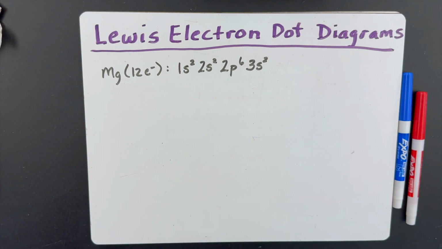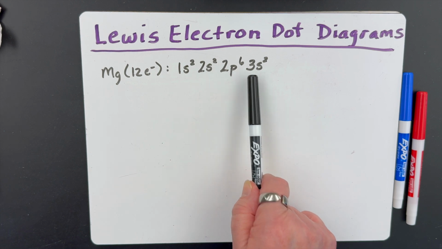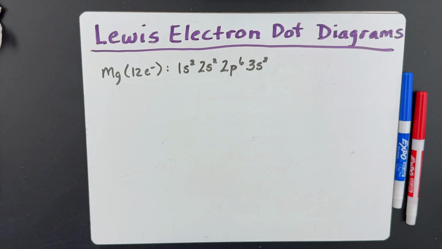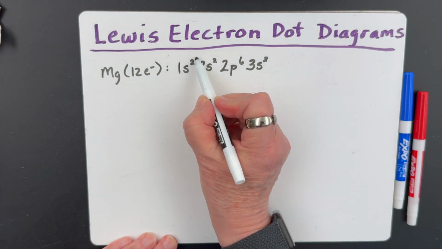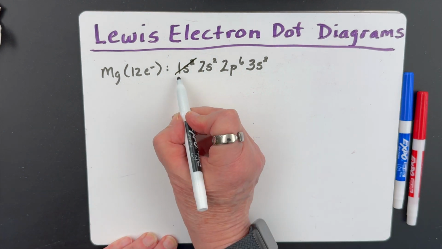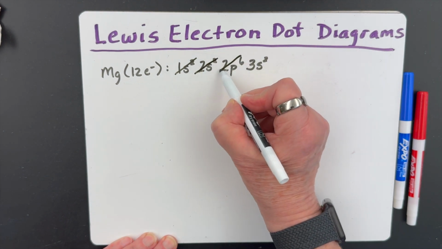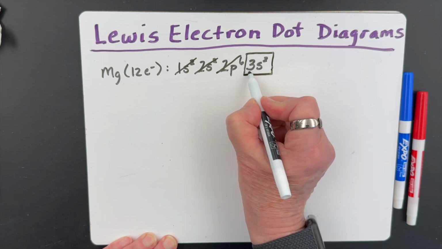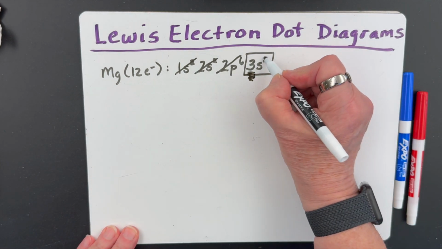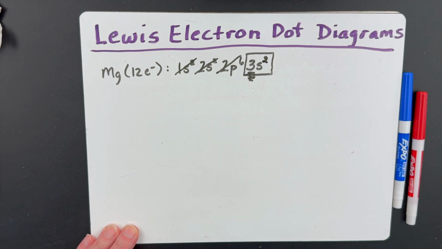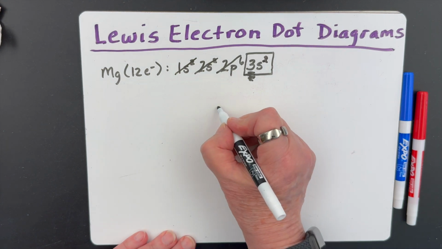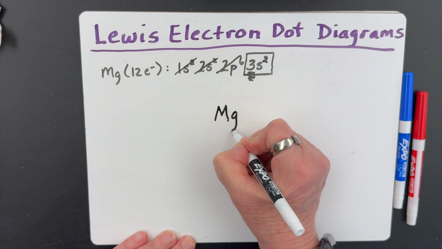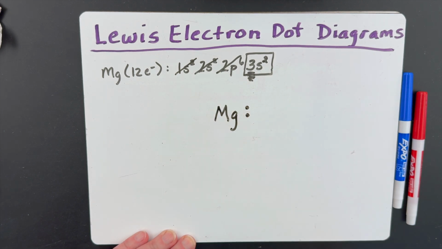Remember, the S and P are sublevels, and the big numbers tell you what row of the periodic table you're on. Those are called the quantum numbers. And so if we look at this, our outer electrons are not going to be the ones on the first level. They're not going to be the ones on the second level. All we care about are these that are on level 3. And we have 2 electrons on level 3. So the way that we would do the Lewis electron dot diagram for magnesium is we would put the symbol, and then we would put 2 dots.